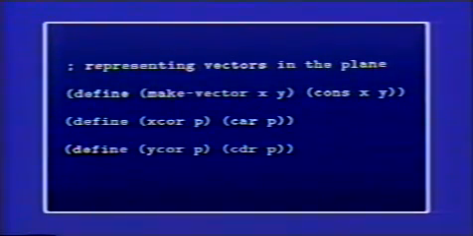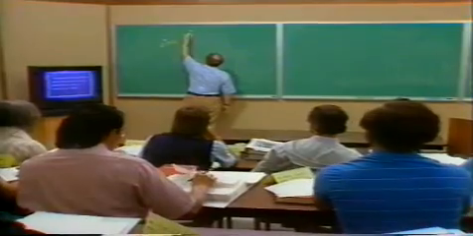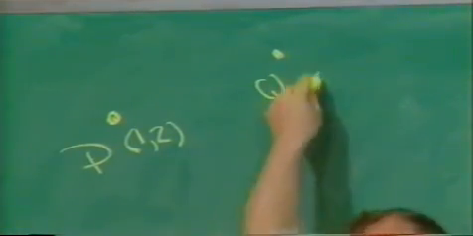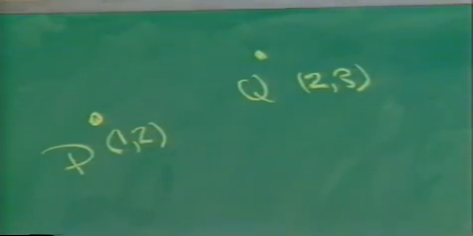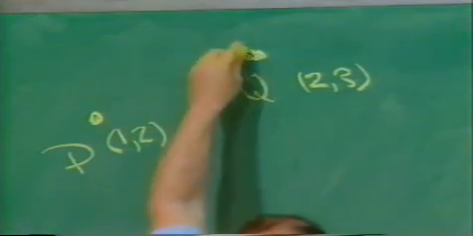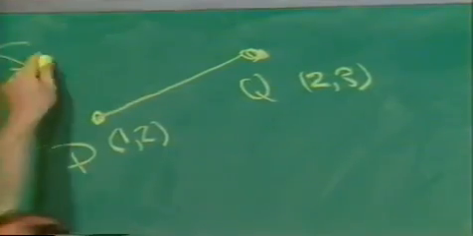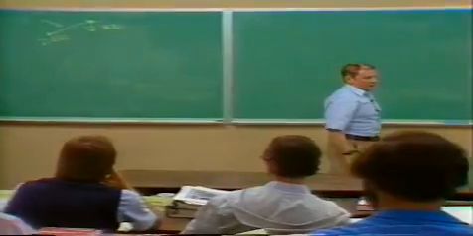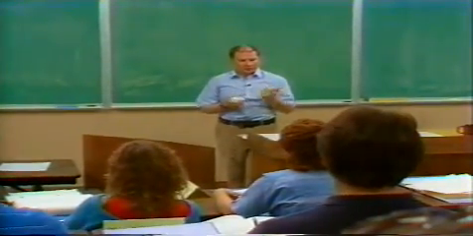Well, given points in the plane, we might want to use them to build something. So for instance, we might have a point P and a point Q. P might be the point 1, 2, and Q might be the point 2, 3. And we might want to talk about the line segment that starts at P and ends at Q. And that might be the segment S. So we might want to build points or vectors in terms of numbers and segments in terms of vectors.